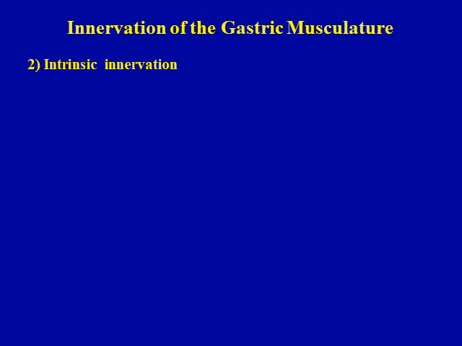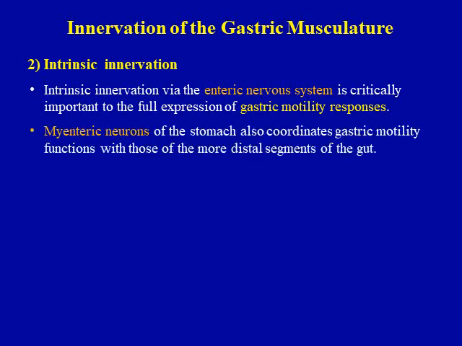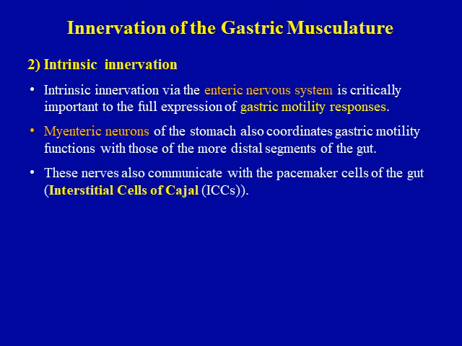In terms of intrinsic innervation, it is via the enteric nervous system, mainly the myenteric division, which is critically important to the full expression of gastric motility responses. Myenteric neurons of the stomach also coordinate gastric motility functions with those of more distal segments of the gut, and an example is the gastrocolic reflex that I mentioned earlier. These nerves also communicate with the pacemaker cells of the gut. We call them the interstitial cells of Cajal.